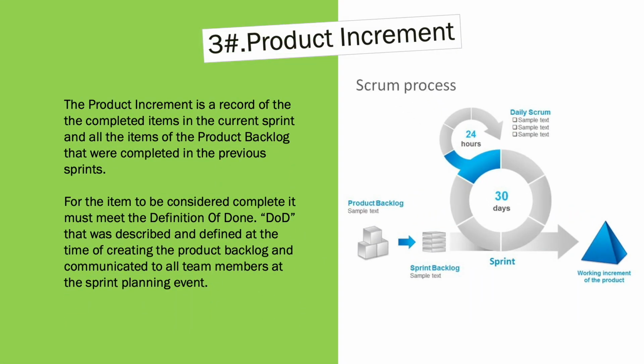A product increment is the third artifact of the Scrum framework. Whenever items are completed during a sprint, they are checked against the definition of done, and if they meet the definition of done, they are added to the product increment. Those that don't meet can be blocked out or can be returned to the product backlog. It is the responsibility and the choice of the product owner to release the product increment, since the goal of a sprint is to release a working version of the product.